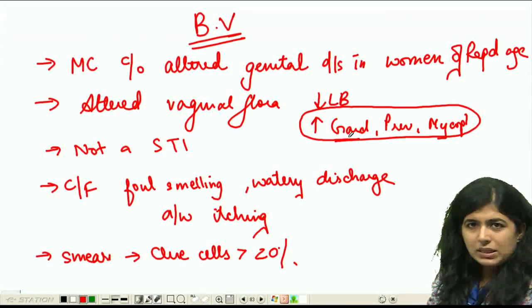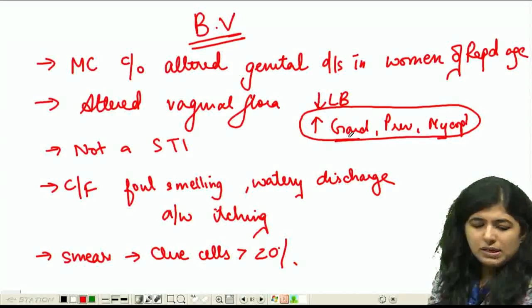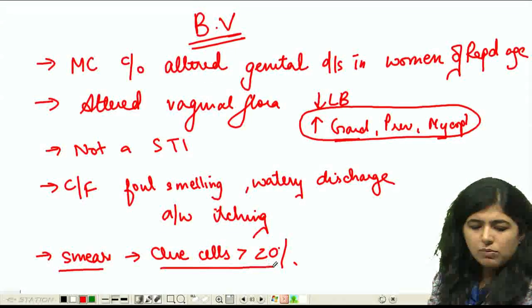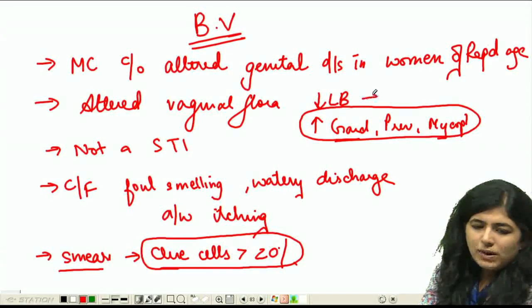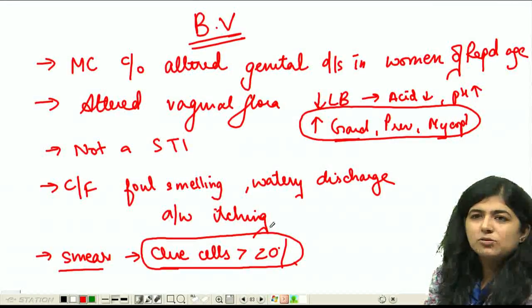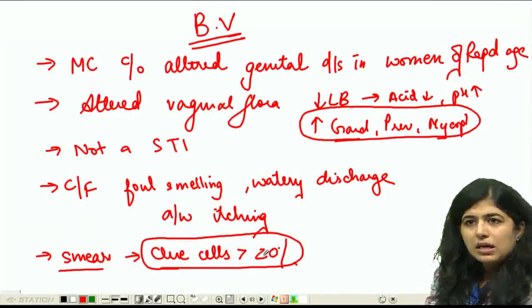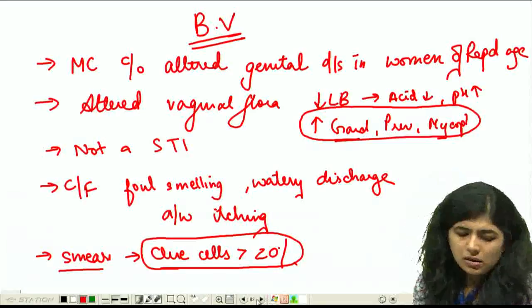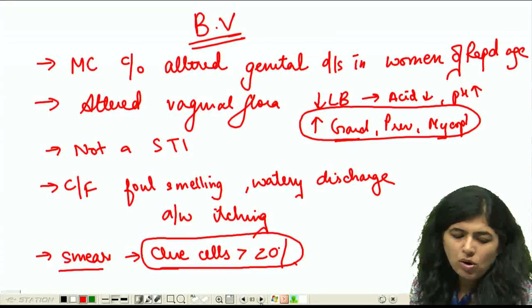But in bacterial vaginosis, the percentage will be more than 20%. So this smear will have more than 20% clue cells. And since lactobacilli decrease, acid decreases, and pH increases. So the pH becomes alkaline. Clear to everyone? Have you all got it?